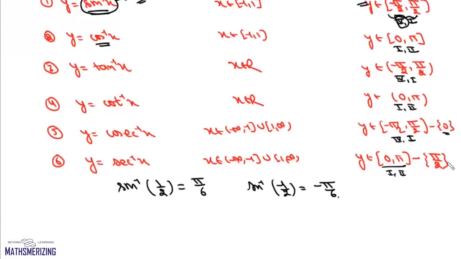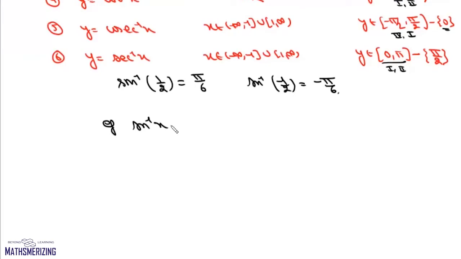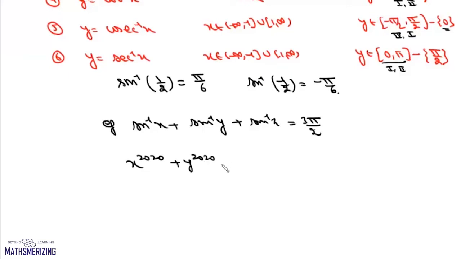Say for example, if sine inverse x plus sine inverse y plus sine inverse z equals 3 pi by 2, then find the value of x to the power 2020 plus y to the power 2020 plus z to the power 2020 plus 1 upon x to the power 2020 plus 1 upon y to the power 2020 plus 1 upon z to the power 2020. Now, we have not studied any formula for the sum of inverse trigonometric functions.